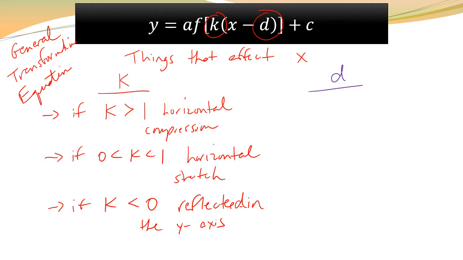So what we're going to do here is I'll describe this two different ways. If d is greater than 0, so a positive number, it's going to look like x minus some number in the formula. It's shifted to the right, so it shifts your graph to the right.